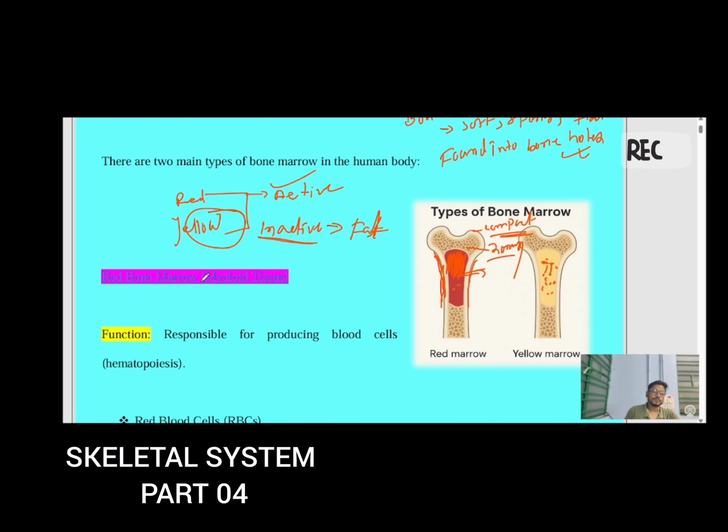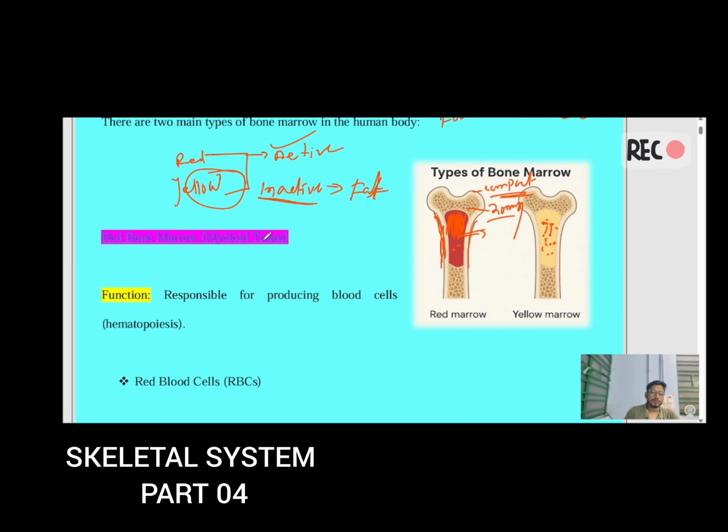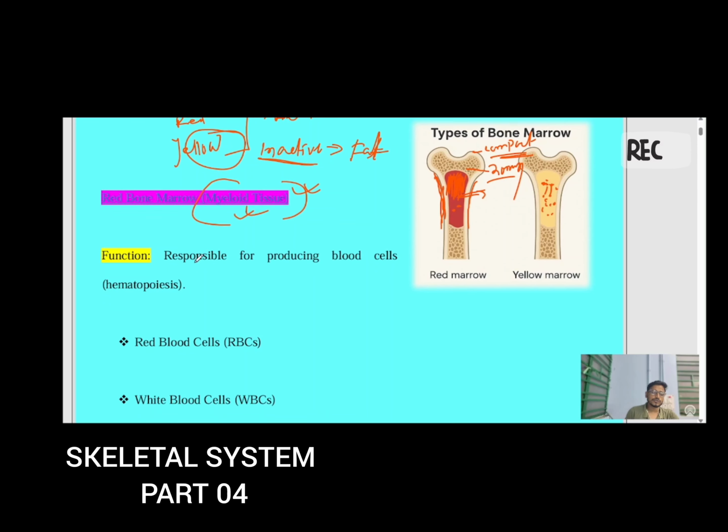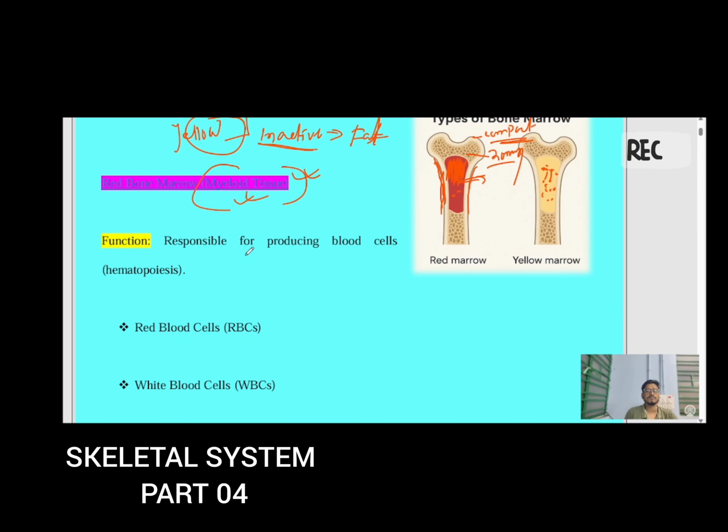Red bone marrow is also called myeloid tissue. We have to read about myeloid tissue. What is the function of red marrow? Red marrow is responsible for producing red blood cells. Producing red blood cells is known as hematopoiesis.